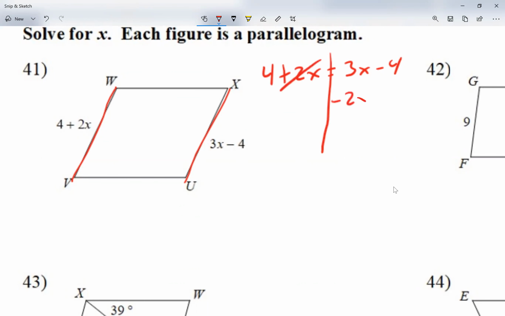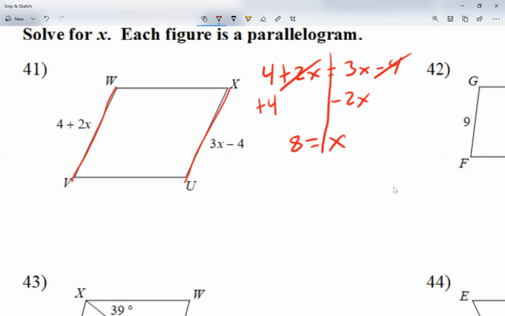That's a minus 2x. So everything that has a letter on one side, I'm going to choose the x's on the right side. And then everything that doesn't have a letter on the other side. So my minus 4, let me move it over here as a plus 4. So that gives me that 8, right? 4 plus 4 is 8 equals 3x minus 2x is 1x. Okay, so x is equal to 8. There you go. Solve for x, 8.